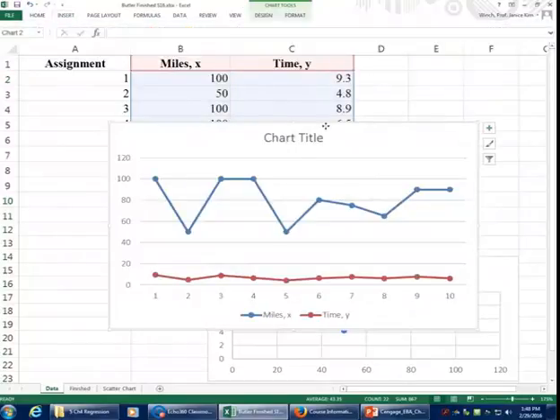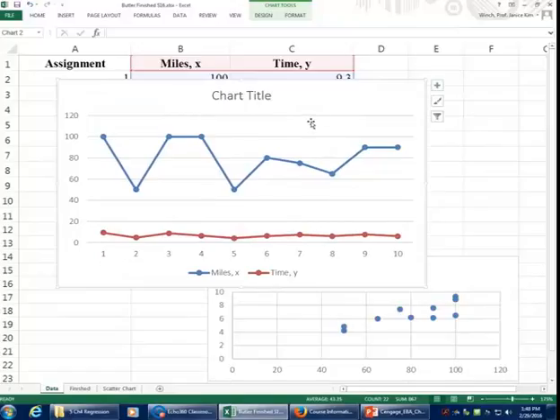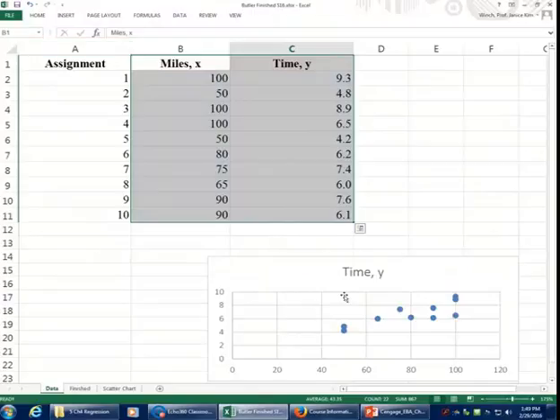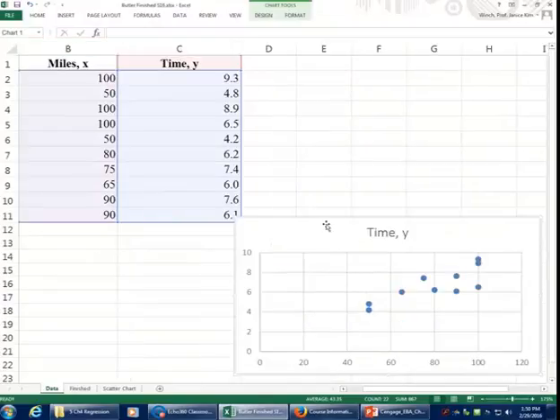Okay. So you can see this is not quite what we want. It just treats the two columns separately. This is not very helpful. So don't do that. If you are analyzing relations between two variables, you usually want to do a scatter chart. So we're going to take this out and work with this scatter chart.